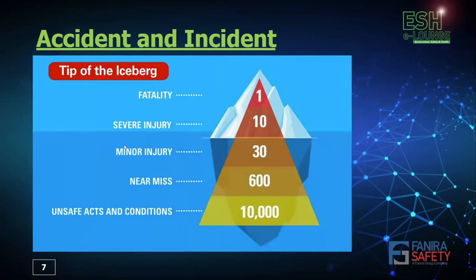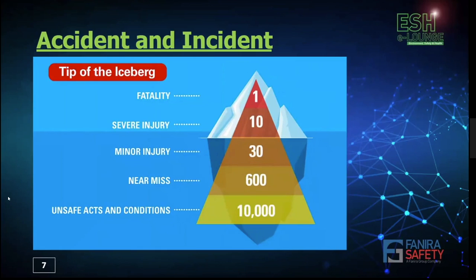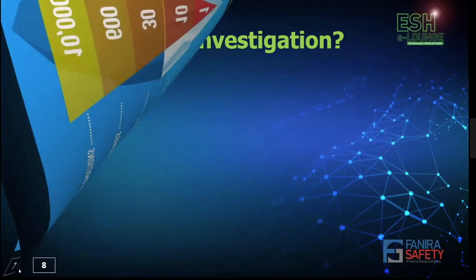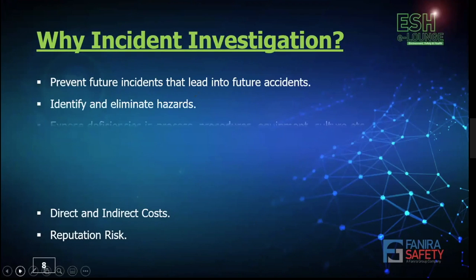For those that know the tip of the iceberg theory, if we overlay this and interpret it through the iceberg theory, you'll see that underneath the level of the water is where you have a number of unsafe acts and conditions happening. From there, it translates to near misses, leading to minor injuries, and eventually we get to the tip of the iceberg, which is the fatality. So to me, that sums up the importance of us investigating every incident in the workplace.